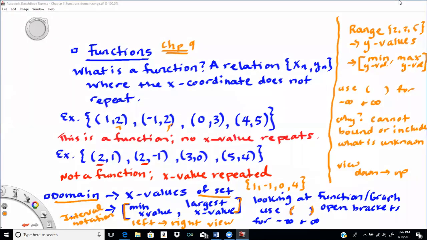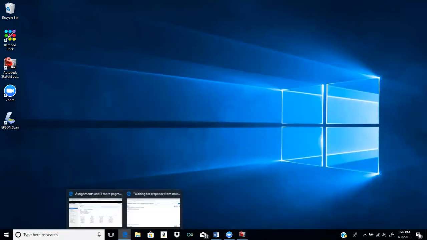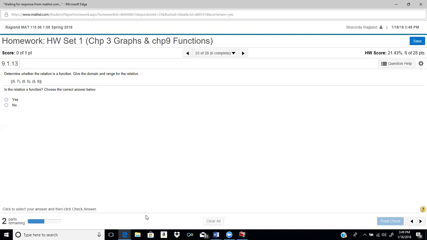So let's look at some homework problems. Here, number 25 says: determine whether the relation is a function, and give the domain and the range for the relation. It asks you, is this relation a function? No, because we see that the 5s repeat. So we would click no, it's not a function. Notice that this is the final check, so it only gives you one attempt to get it right. So it's not a function.